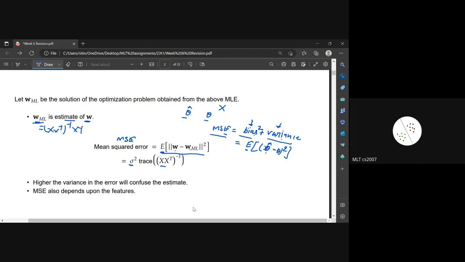One more thing here is that both terms intuitively affect the performance of the model. If sigma square is high, it means there is high variance in the noise, and that will confuse your data set and your estimate. And X X transpose is something like a covariance matrix; if you normalize it by n, it becomes a covariance matrix. I'm taking the trace of its inverse, which means it takes the features into account in some manner. So these two terms affect the performance of the model.